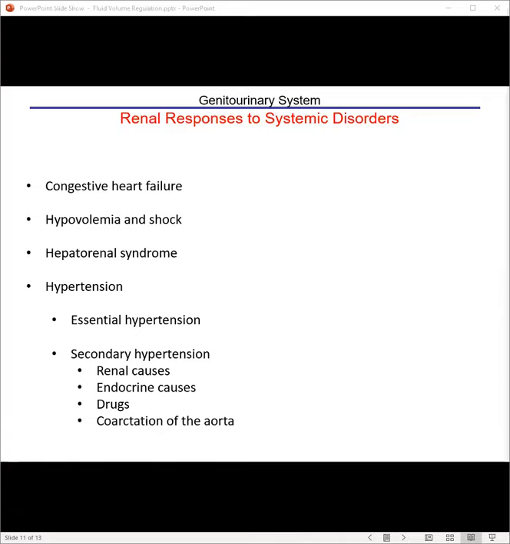Drugs that cause hypertension might include corticosteroids, combined oral contraceptive pills, even NSAIDs. NSAIDs can cause hypertension, and even cyclosporine can cause hypertension. Finally, coarctation of the aorta is a congenital narrowing of the aorta, and this reduces renal perfusion and stimulates the renin angiotensin aldosterone system.